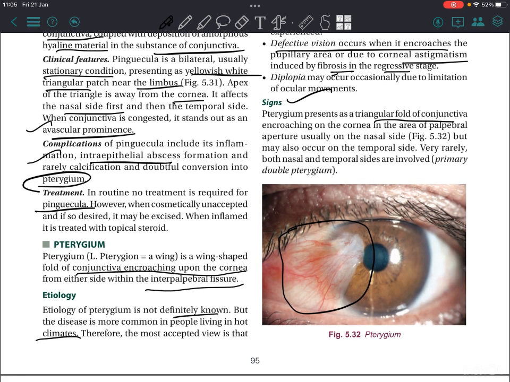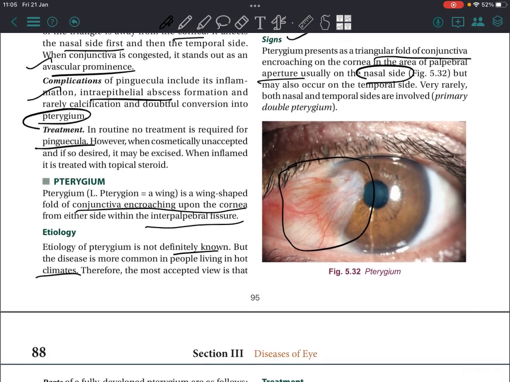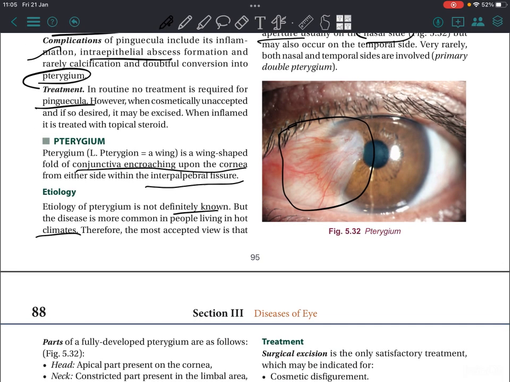Signs. Pterygium presents as a triangular fold of conjunctiva encroaching on the cornea in the area of the palpebral aperture, usually on the nasal side, but may also occur on the temporal side. Very rarely, both nasal and temporal sides are involved. Primary double pterygium.